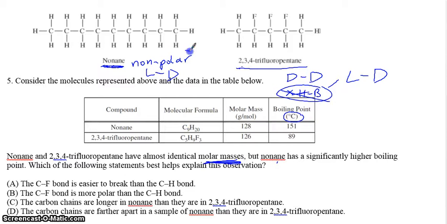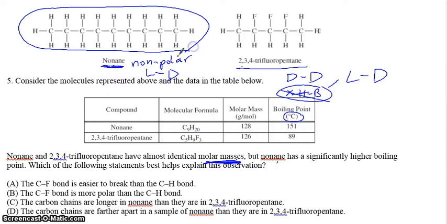This is because nonane is longer, and so the dispersion forces are greater. The longer the molecule, the more dispersed the electrons can be. So you can disperse them more on the left side, less on the right side, creating more of a negative and more of a positive partial charge. And that's the idea. So C would be the best answer. If you read through the possible answers, the carbon chains are longer in nonane than they are in the fluoropentane compound. Right. So take a look at something on the second page.